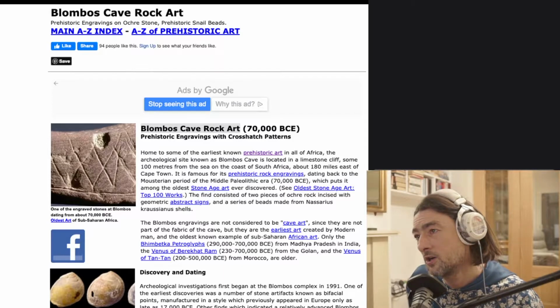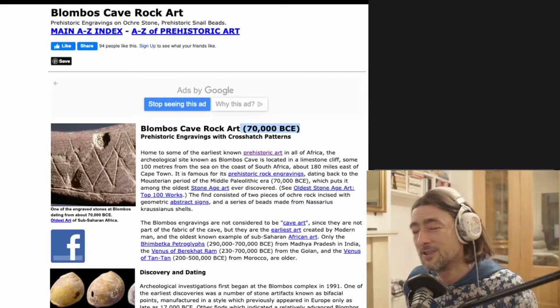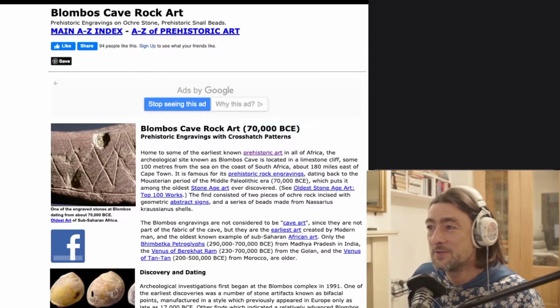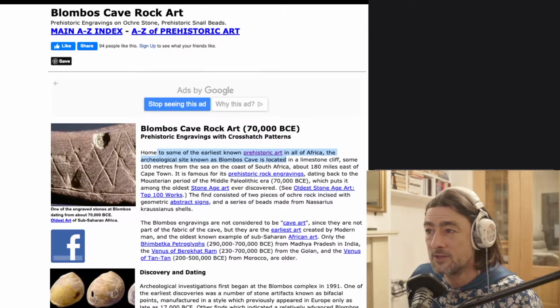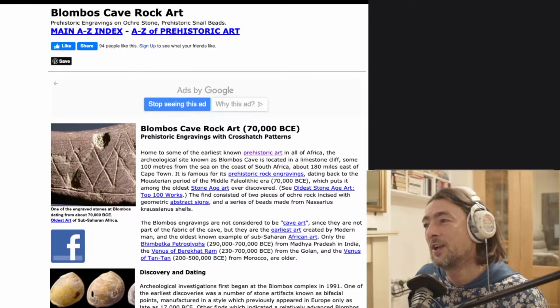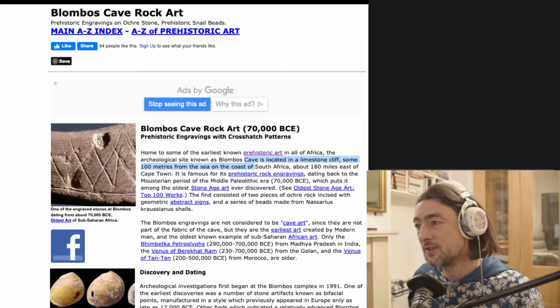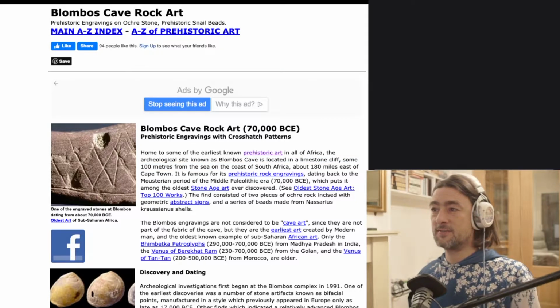Blombos Cave rock art. 70,000 BCE. Home to some of the earliest known prehistoric art in all of Africa. The archaeological site known as the Blombos Cave. The Blombos? Blombos. I like Blombos. I'm going to say it like that. 100 metres from the sea on the coast of South Africa. The Blombos Cave.